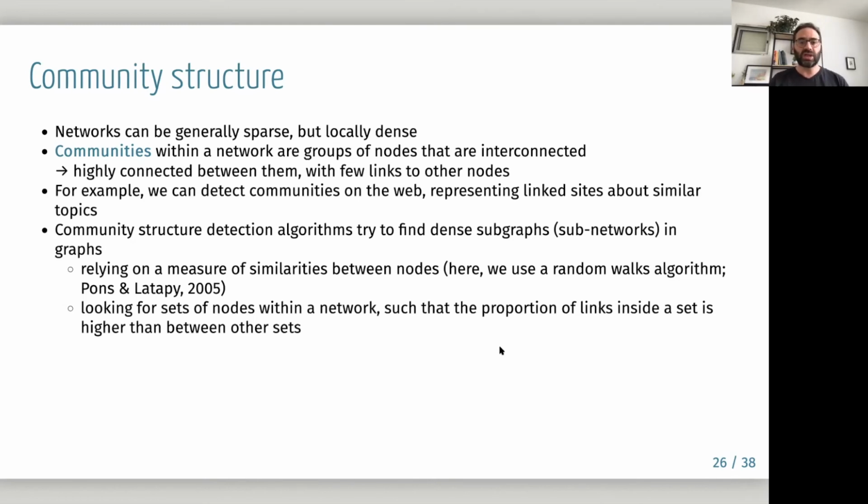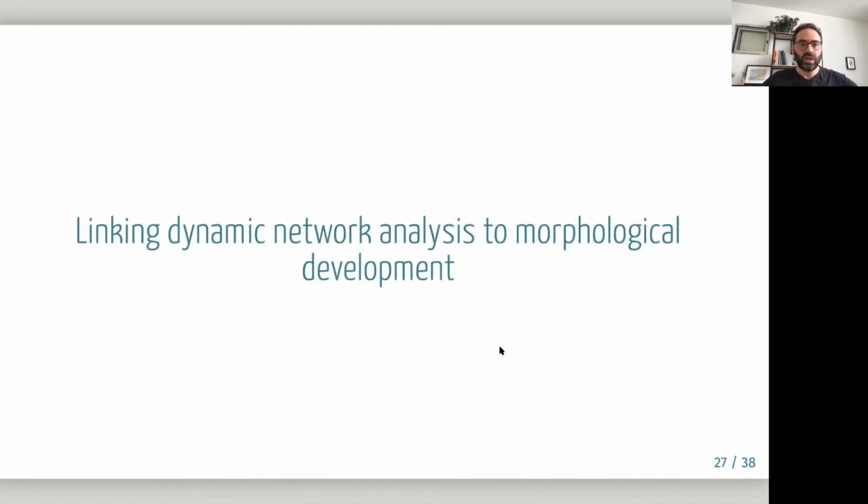Community structure detection algorithms try to find dense subnetworks, relying on some kind of measure of similarities between nodes, and looking for sets of nodes within a network such that the proportion of links inside this set is higher than between this set and the nodes in the other sets of the network. Okay, so now that we've talked about the network measures that we focus on, let's link this framework to morphological development.